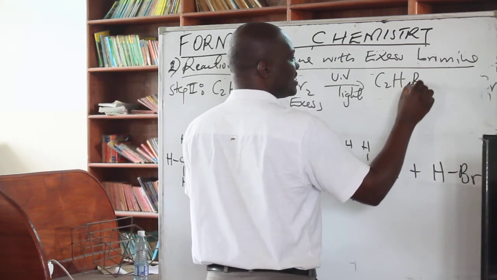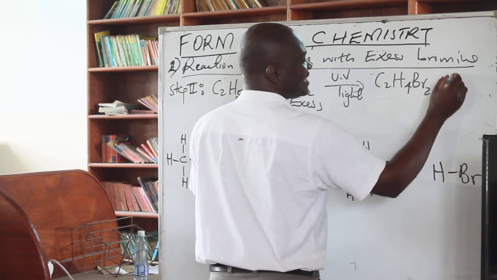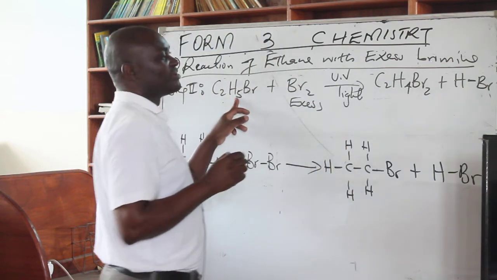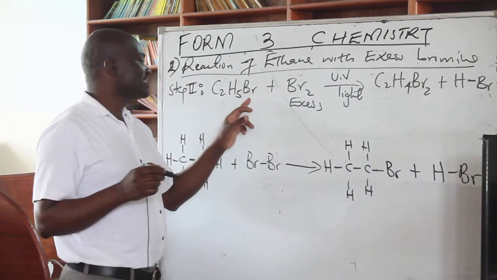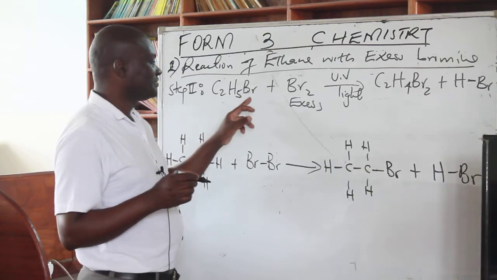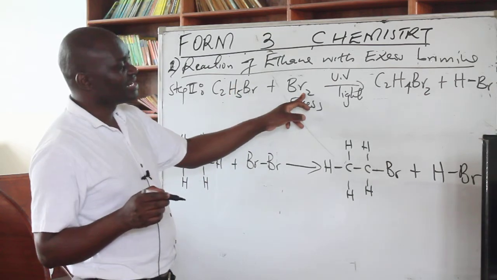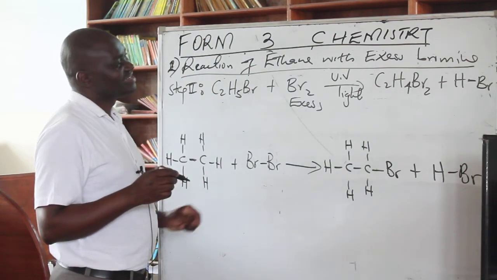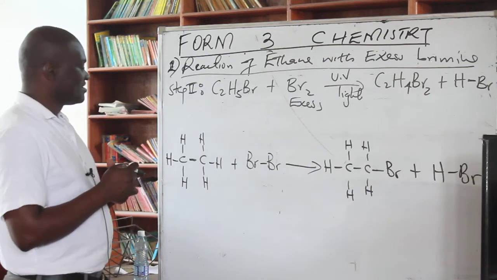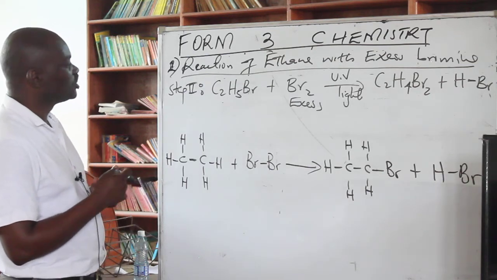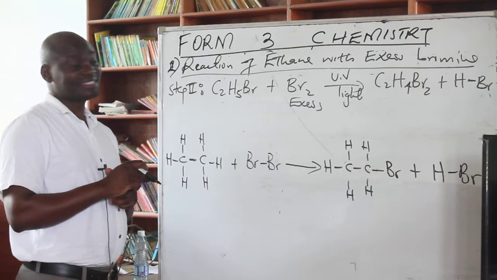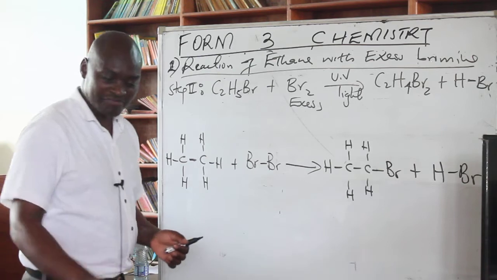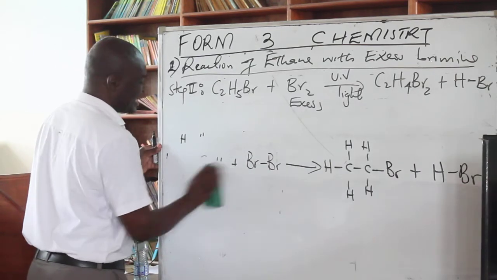And then Br2 plus hydrogen bromide. So now we have 3 bromine, 5 hydrogen. So it is balanced. So this one is what we have.